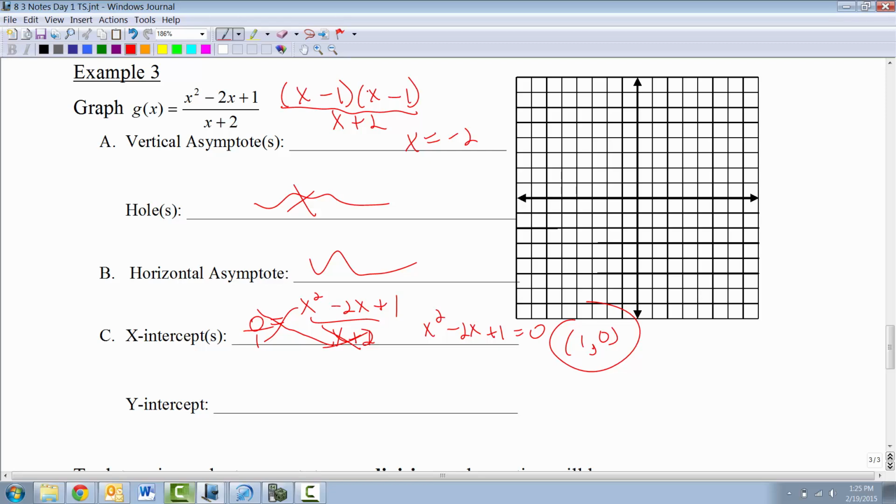What's the y-intercept? You plug in 0 for x and 0 here. What do you end up with for the y-intercept? 1/2. So you'd all be marked wrong for saying that, though, because it's 0, 1/2.